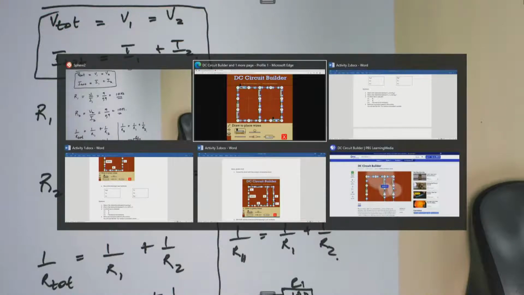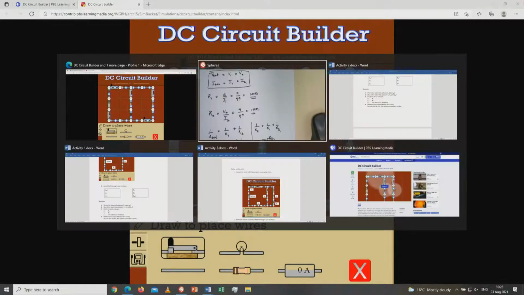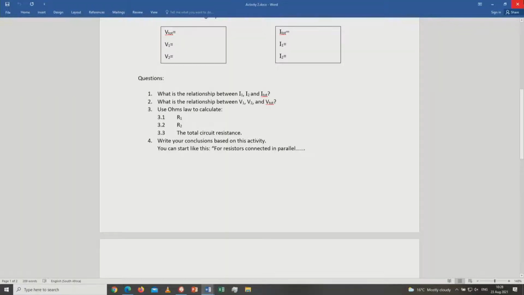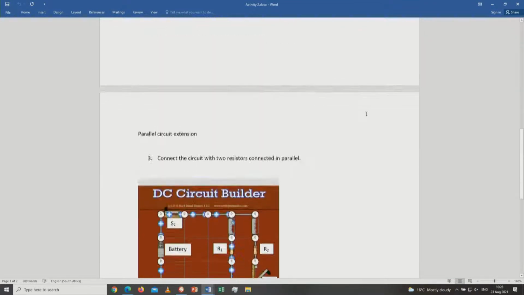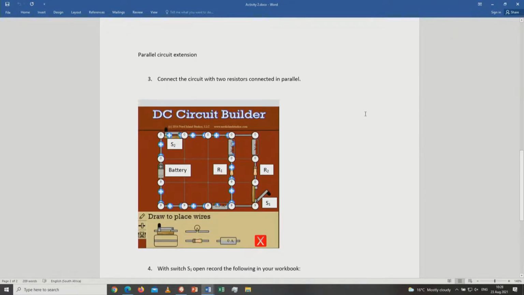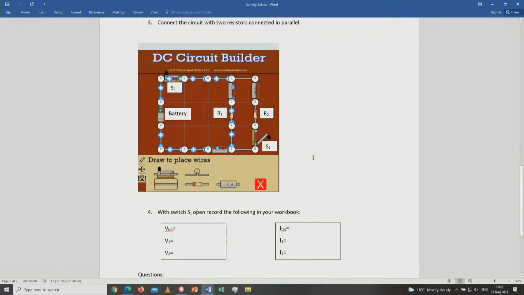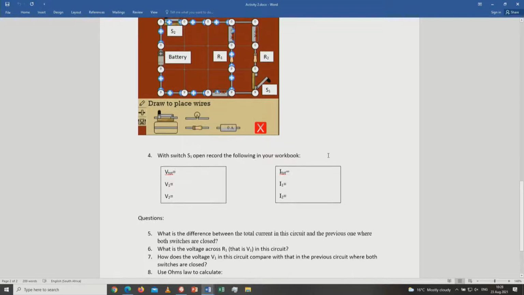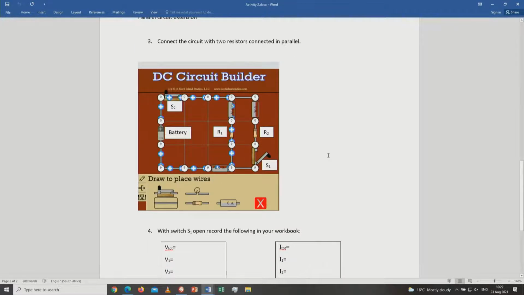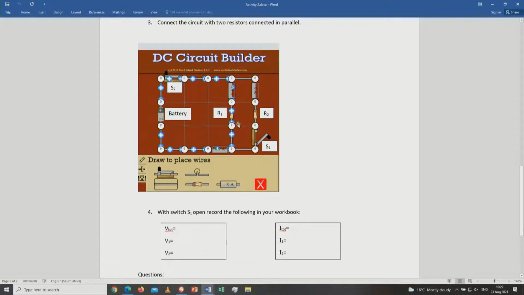Let me just check. Okay, on this very same circuit, I have an extension. Maybe after this we will take a short break. I have an extension here. Now, the extension is on that circuit that we started with.